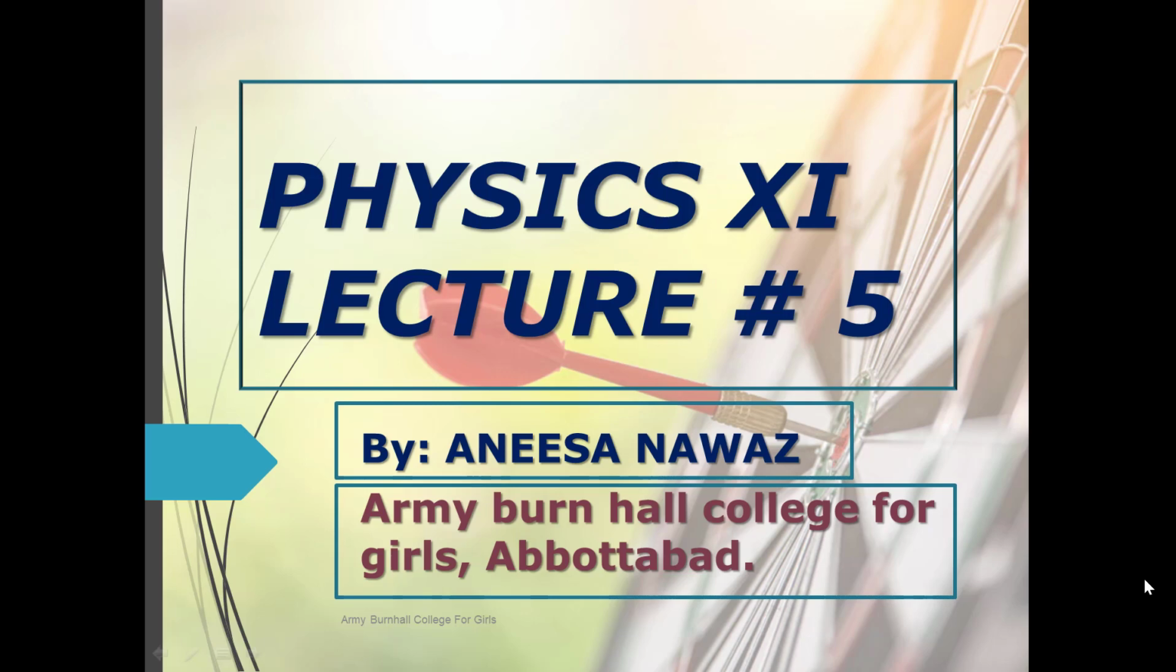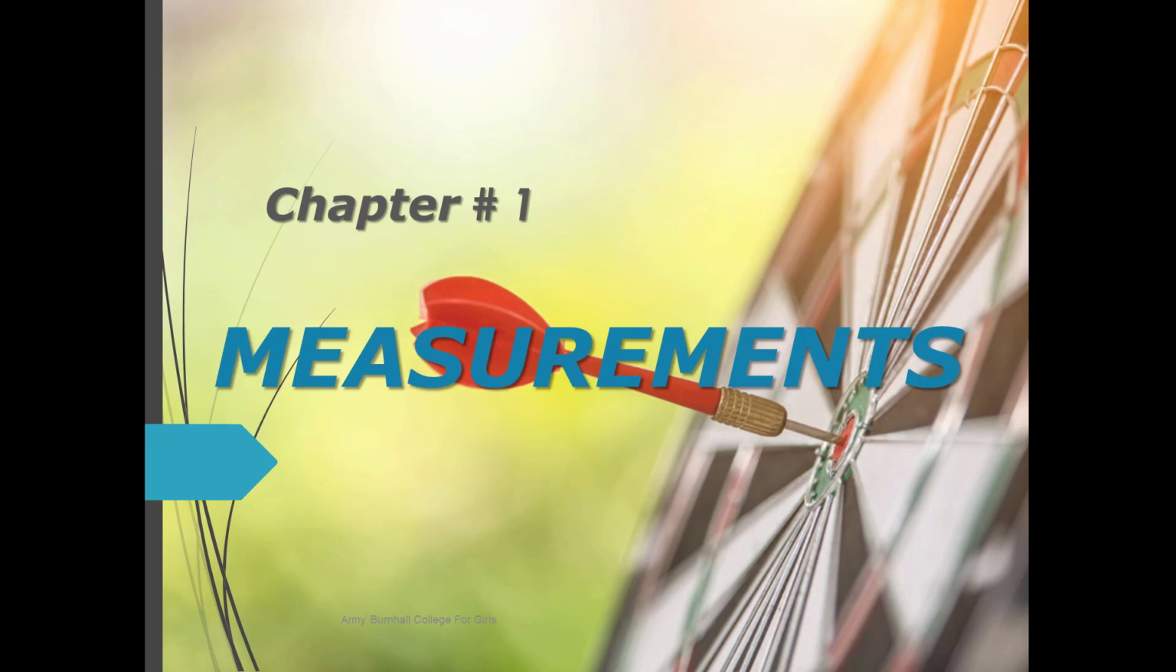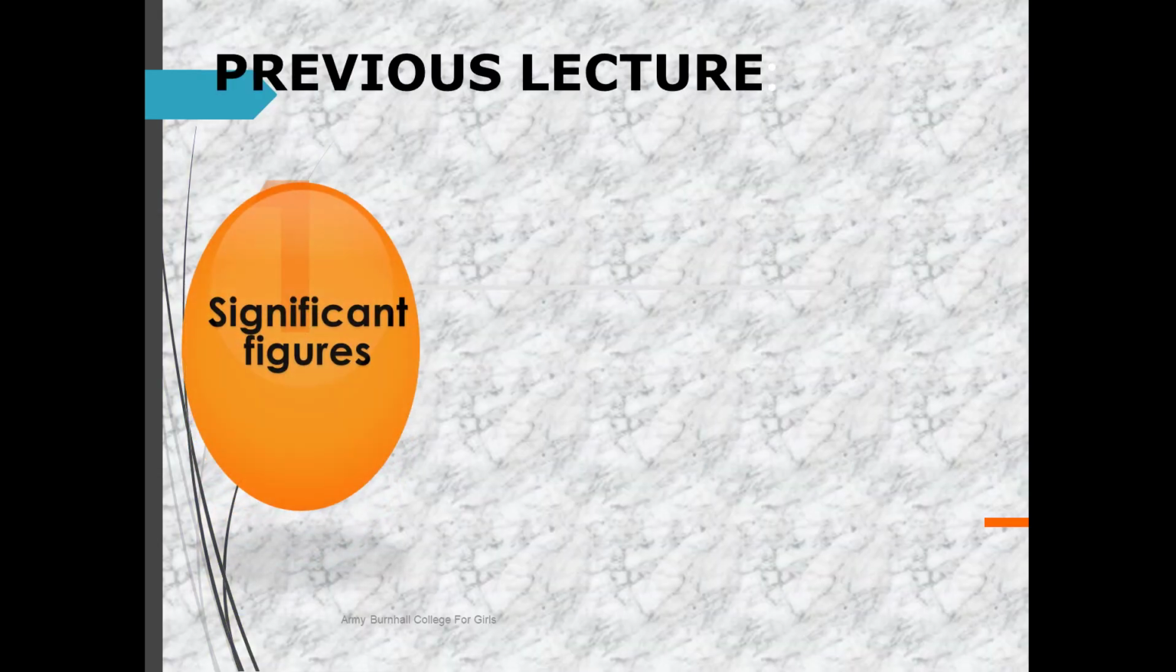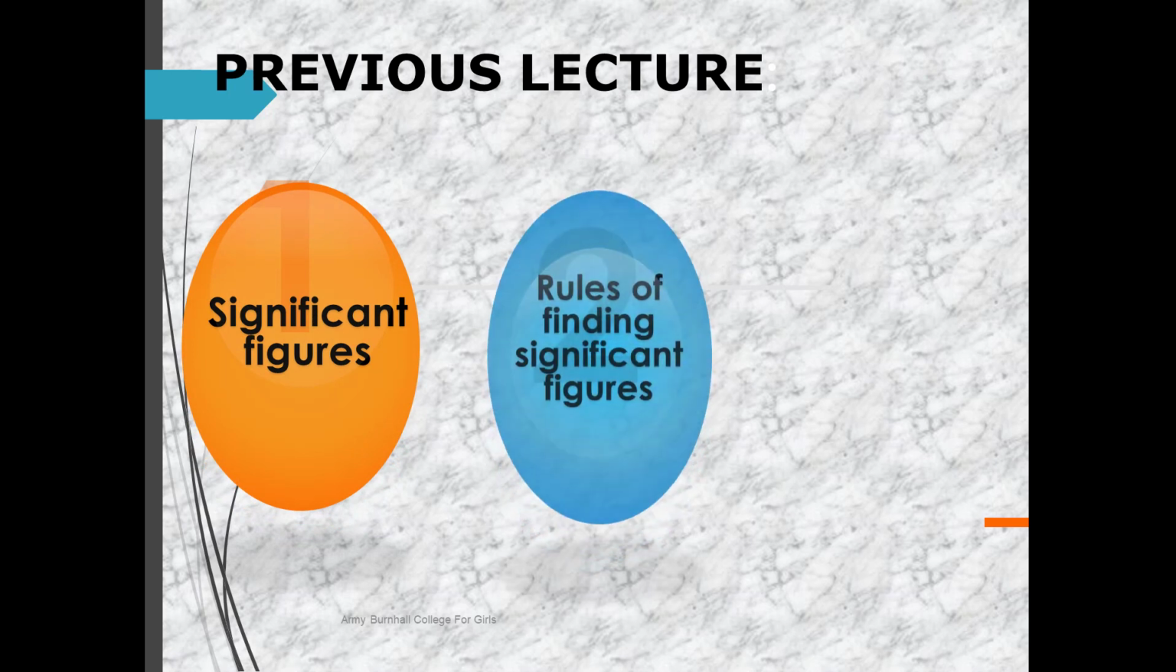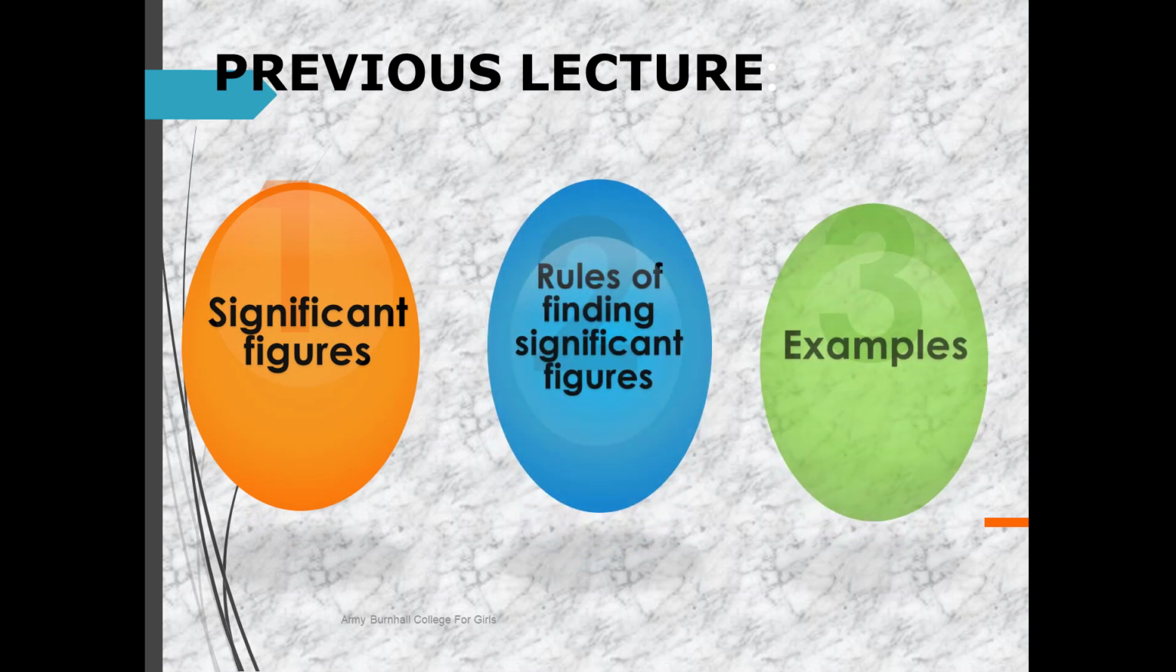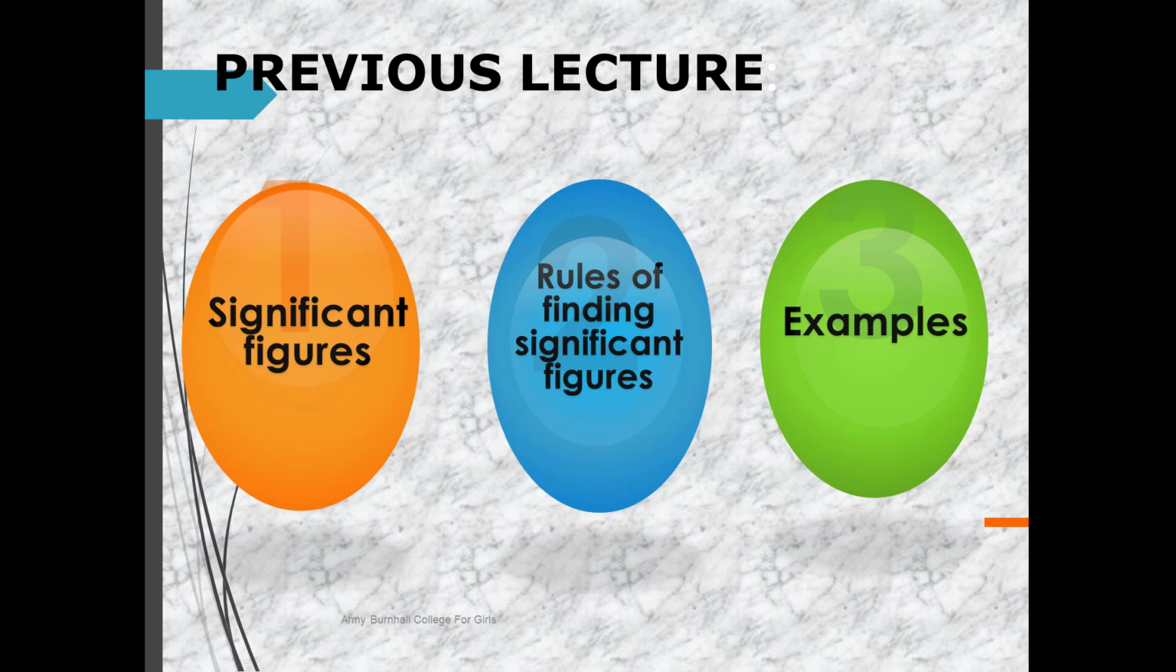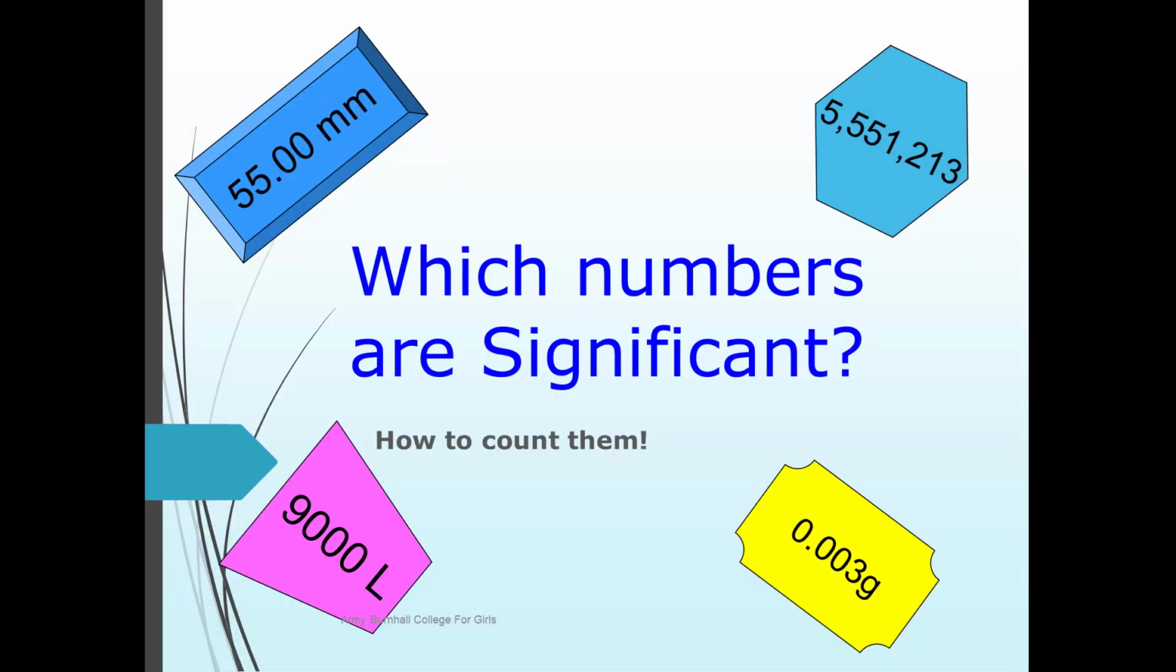This is our lecture number 5 from chapter number 1, Measurements. In the previous lecture we have discussed significant figures, rules of finding significant figures and some simple examples related to significant figures. Okay, so in this lecture first we will elaborate the concept of significant figures, that which numbers are significant and how to count them.